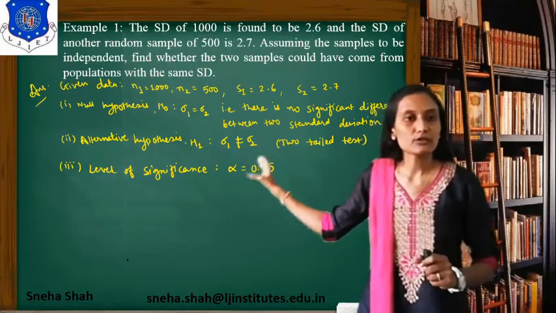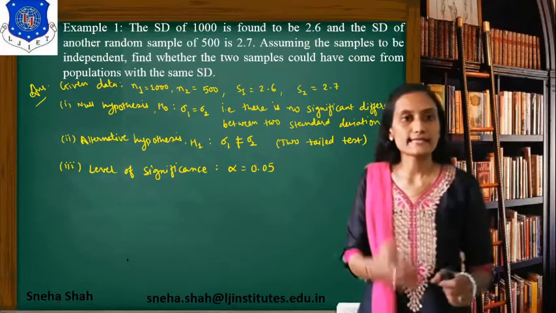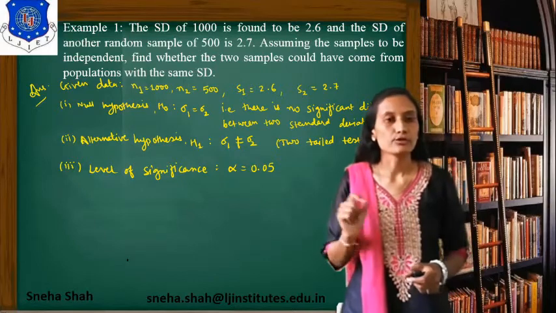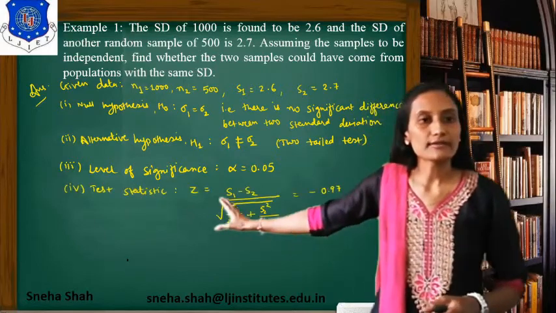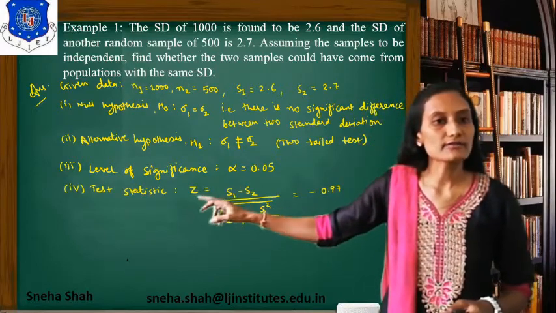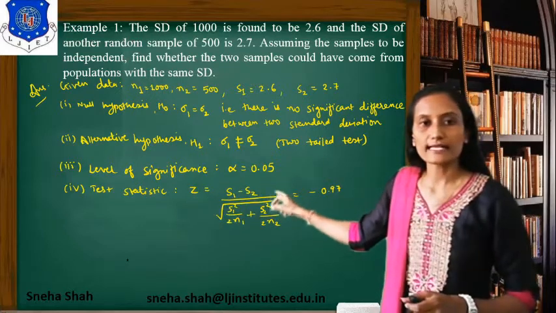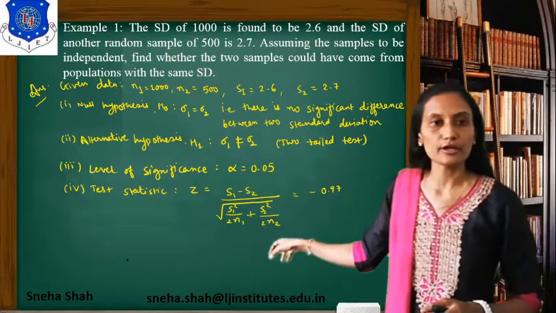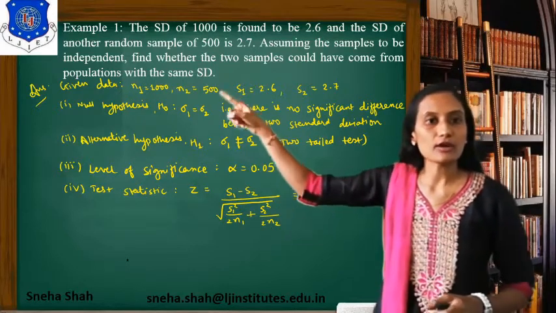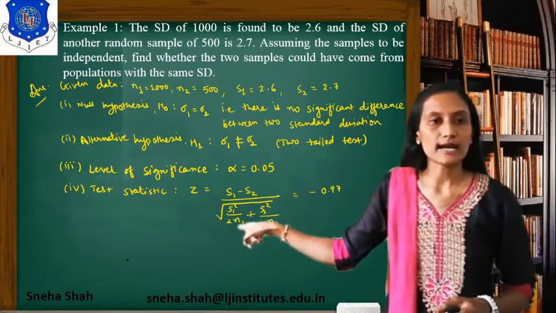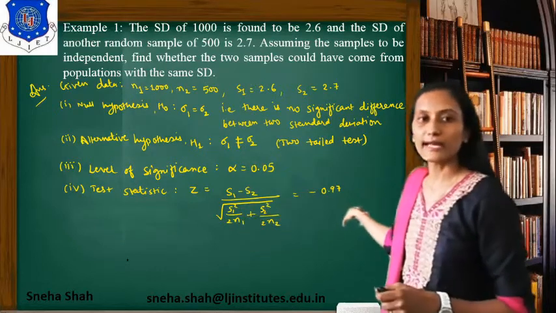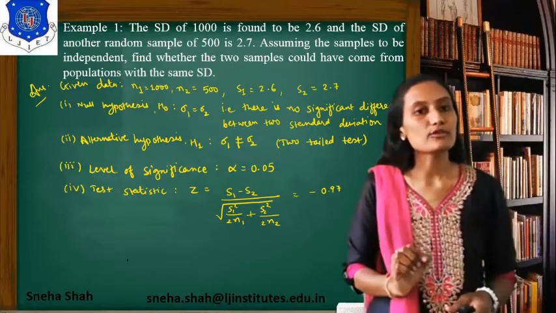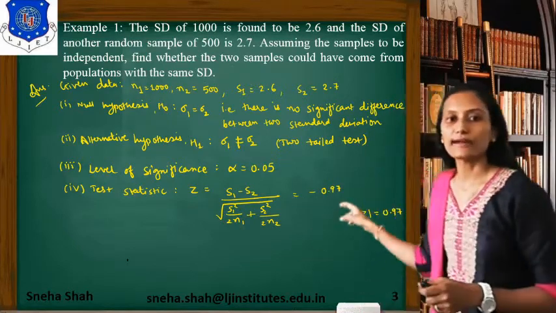At this particular value, we will find the value of Z from the Z table to find its critical value. Before that, we will find the value of the test statistic. What is the equation of this? Z equals S1 minus S2 upon under root S1 square upon 2n1 plus S2 square upon 2n2. Now if we put all these values in this equation, after solving, the answer equals minus 0.97. Now what is the value of mod Z? The value of mod Z equals 0.97.